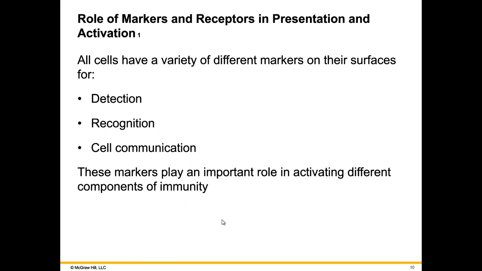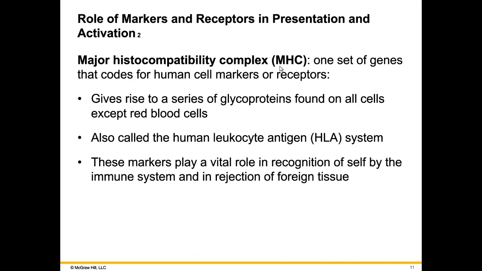So when we say that it's being shown the pathogen, let's go into a little bit more on exactly what we mean by that. This is where we're going to get into conversations about cell markers and cell receptors and cell communication. So all cells have a variety of different markers on their surfaces. And when we say markers, we're talking about things that can be recognized, again, antigens essentially. And these markers can be utilized for detection, recognition, cell communication, and they play a very important role in the different components of immunity. Let's look and see some examples.